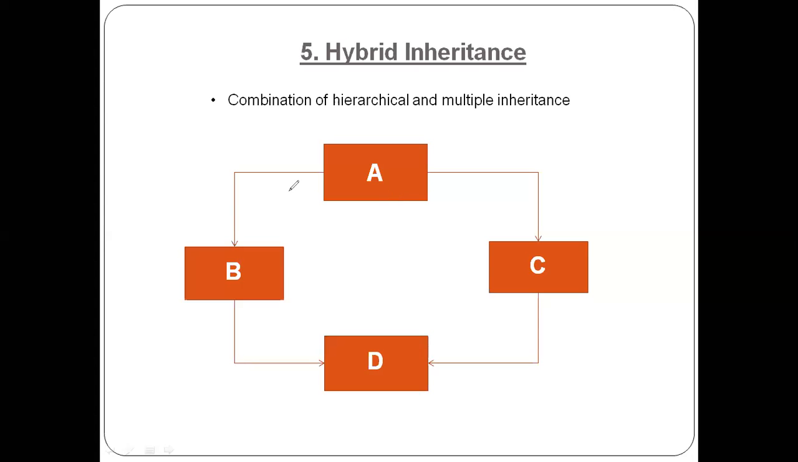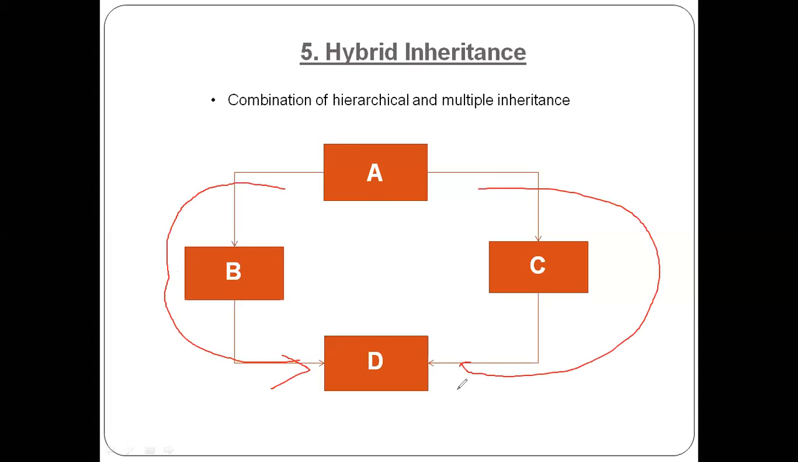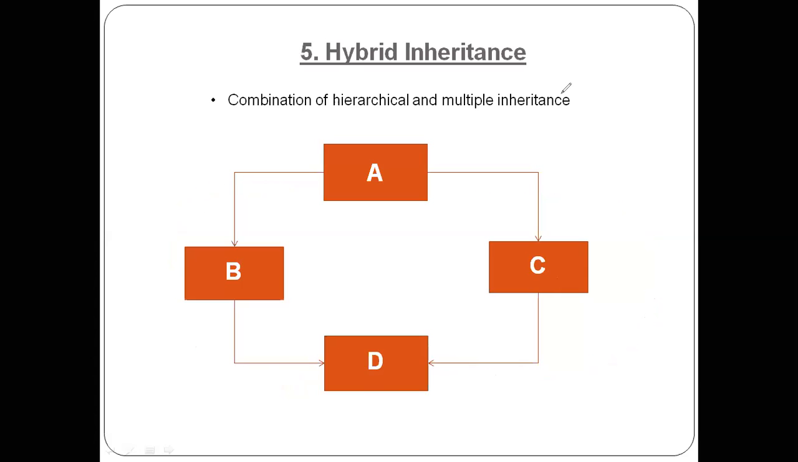First one, from A to B and B to D. This is the first path to access all the data from A to D, and this is the second path from A to C and C to D. Okay, so there are two different ways to access all the data from A to D. This is the idea behind the hierarchical inheritance.